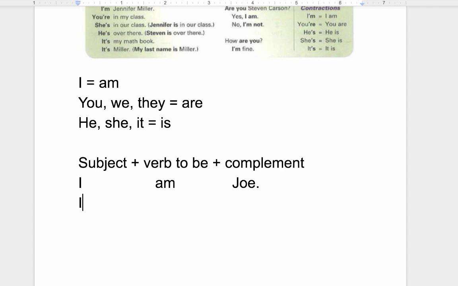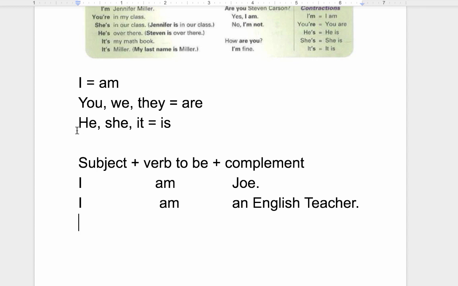Let's give another example. The verb to be, I am. And what is the complement to that? I'm going to say an English teacher. Okay, let me give another example.